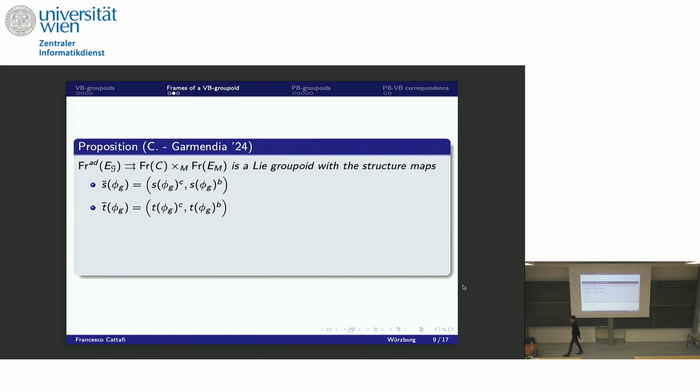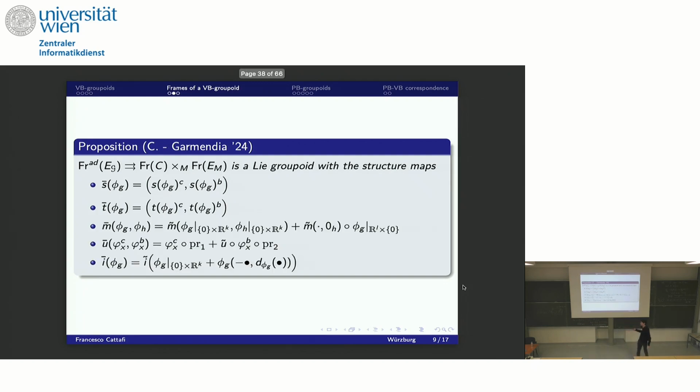Of course, these are only the source and target. In order to give a complete definition of a Lie groupoid, one also has to take care of the other aspects, but these follow from the rest. I just put it here so that you can read it in the paper, where there is also the proof and everything, what would be the multiplication, the unit, and the inverse map. So we have our frame of a VB-groupoid, we restrict it to this adapted frame, and we get for free this Lie groupoid structure.